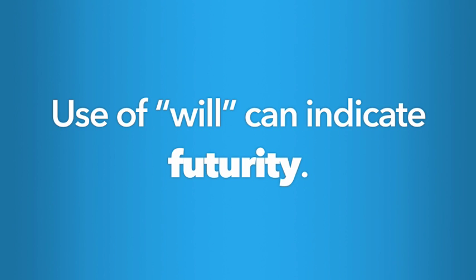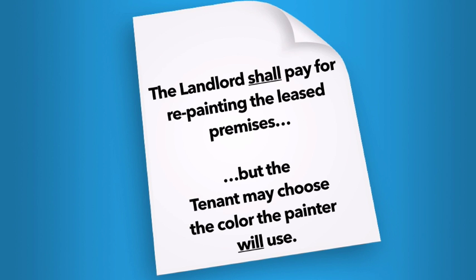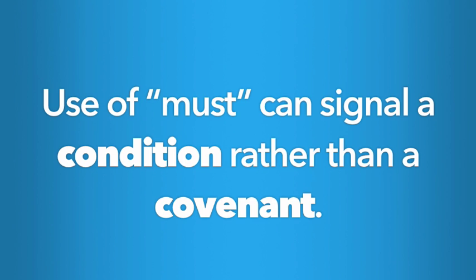Conversely, will can be used to indicate futurity, as in, "The landlord shall pay for repainting the leased premises, but the tenant may choose the color that the painter will use." In that sentence, will does not create any obligation on the part of the landlord or the tenant, and the painter is not a party to the lease agreement between them, and so cannot be obligated under it. It merely indicates something that is going to occur in the future.